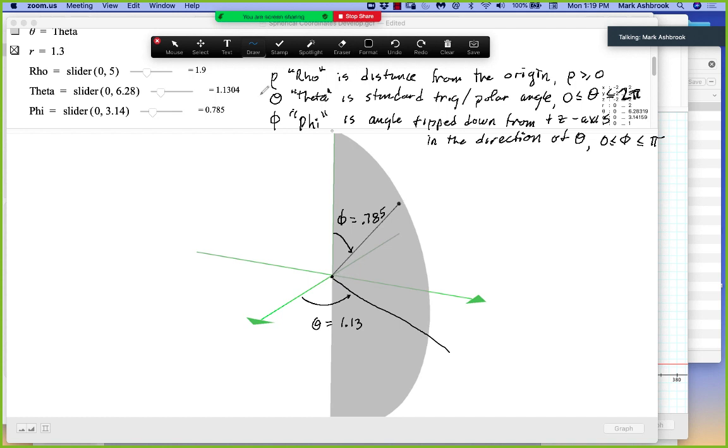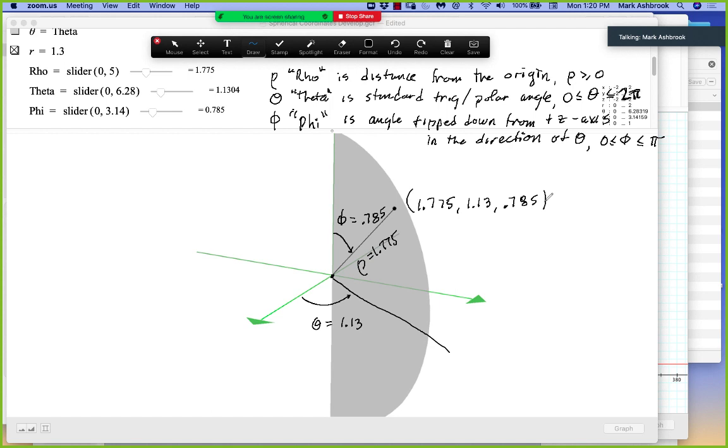And now our potential points could be along that ray shooting out at theta equals 1.13, phi equals 0.785, and then rho gives me my distance from the origin. So let's say right there, that's rho of 1.775. In other words, the distance from the origin out 1.775 in the direction of phi and theta gives me this point right here. So 1.775 is rho, 1.13 is theta, 0.785 is phi.